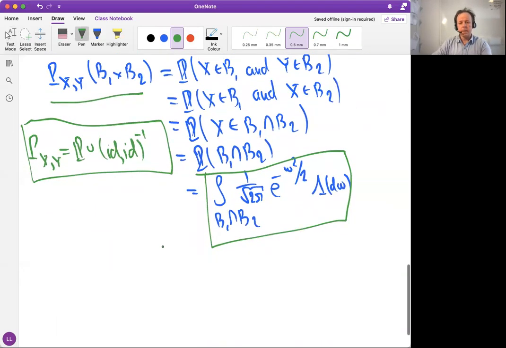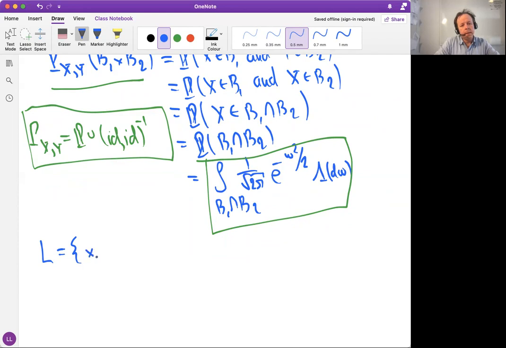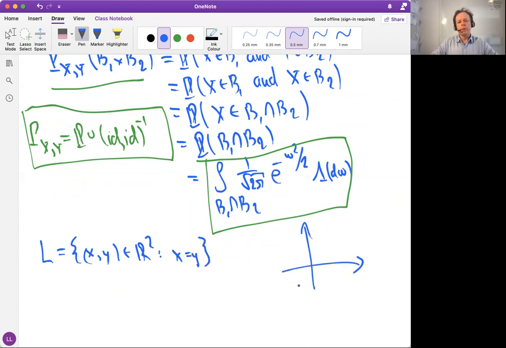And I'm actually saying that it does not have a density. Why does it not have a density? Think about this line. Let's take the line x and y, such that x is equal to y. So of course we are looking just at the line here.